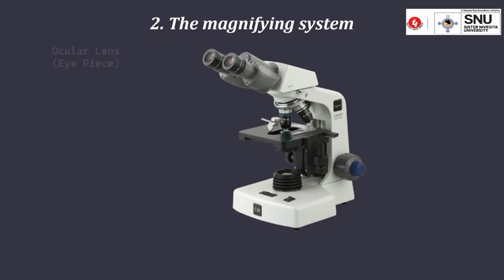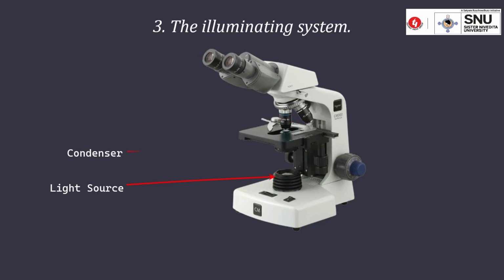The magnifying system consists of the ocular lens, also known as the eyepiece, and the objective lenses, which enlarge the image of the specimen. Finally, the illuminating system includes the light source, condenser, brightness control, and switch. This system directs a controlled beam of light through the specimen so that it can be viewed clearly.